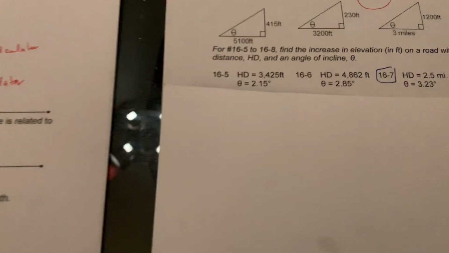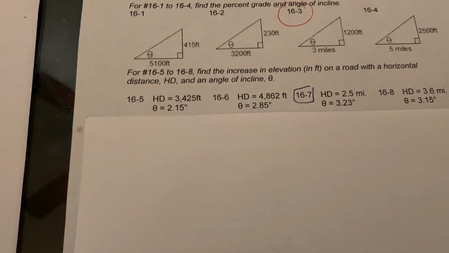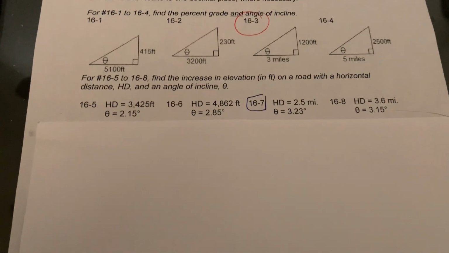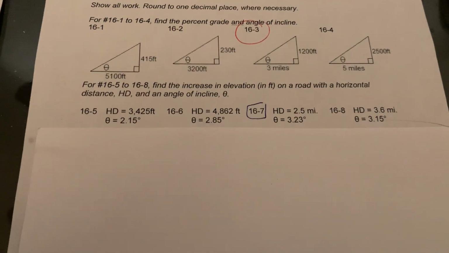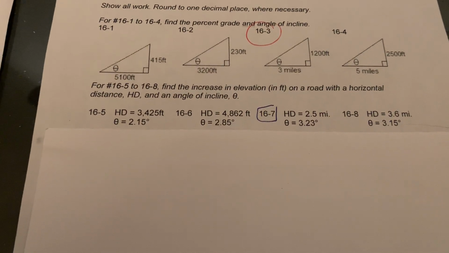If we look at some of the homework examples where we're trying to make some of these connections, I wanted to look at number 7 and number 9. So in this next section, right, you are making connections between the horizontal distance and the angle of incline.